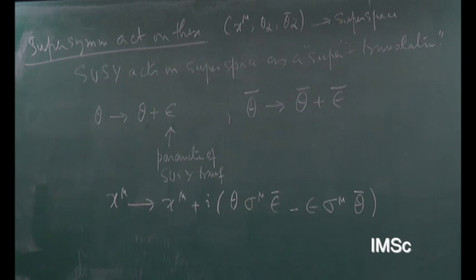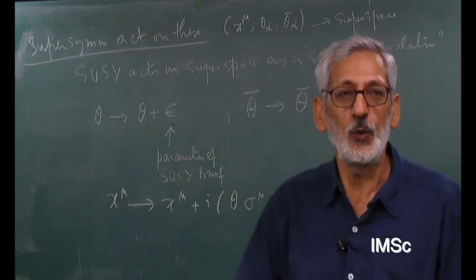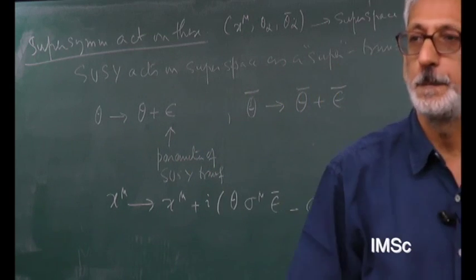So what we have done is that we have found a method of making Q's to be translations in some sense, like P mu is translation in ordinary space. Now, in what sense translation? Translation in the sense that it changes these theta coordinates by a translation, by a shift.